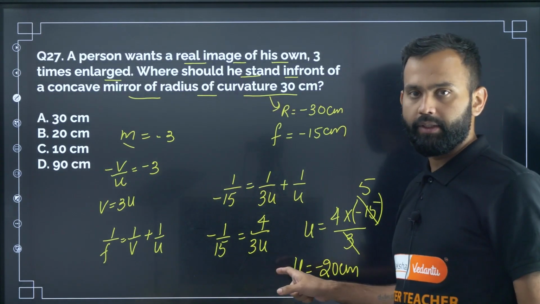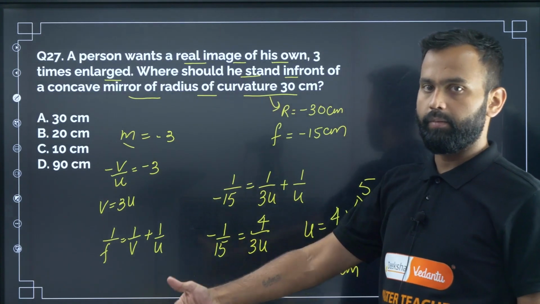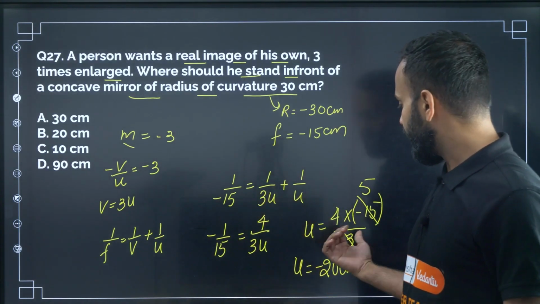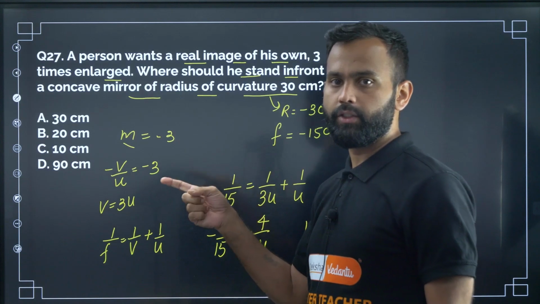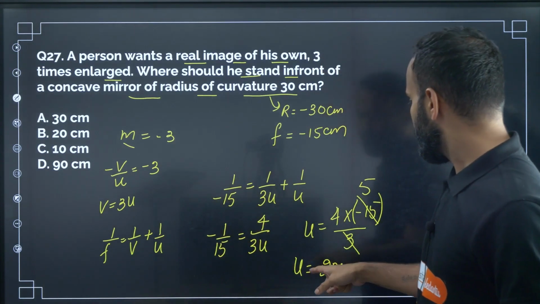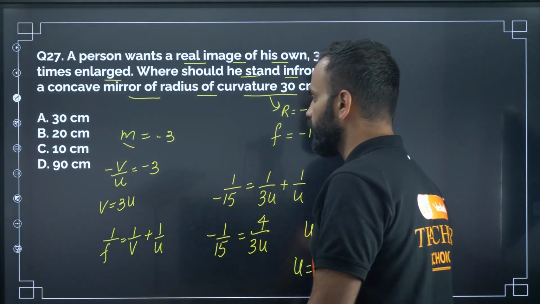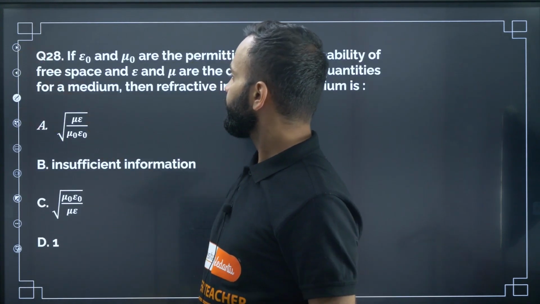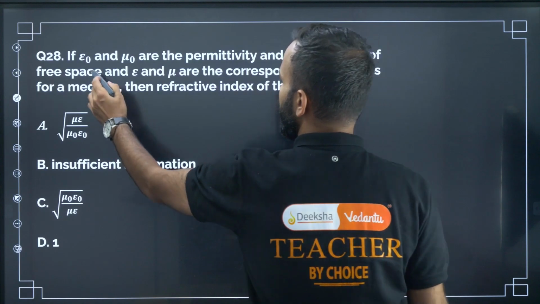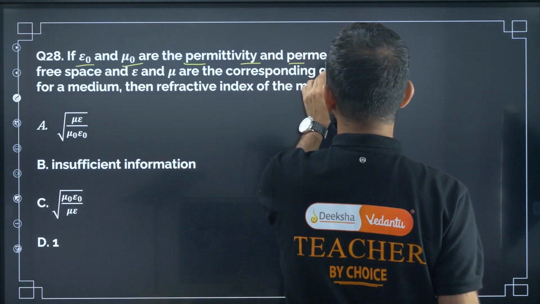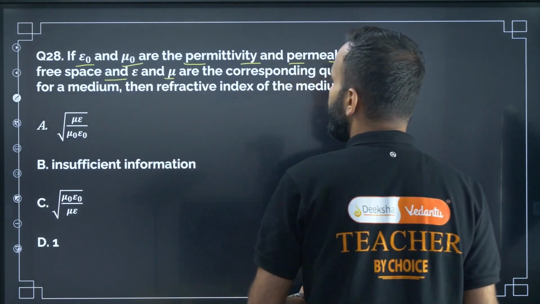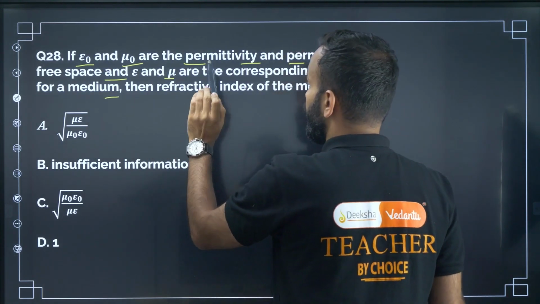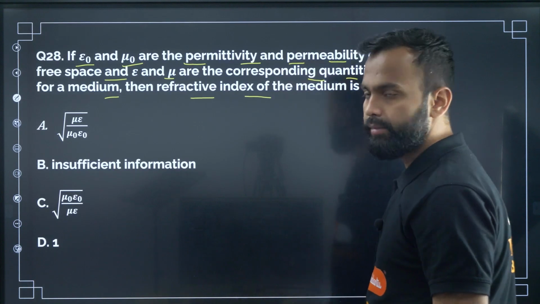What is the meaning of the negative sign? The negative sign indicates he is standing in front of the concave mirror, or we can say the direction of measurement of u is opposite to the direction of the incident ray. So in magnitude u equal to 20 centimeters. The correct option is B. The next one, 28. If epsilon naught and mu naught are the permittivity and permeability of free space, and epsilon and mu are the corresponding quantities for a medium, then the refractive index of the medium is.